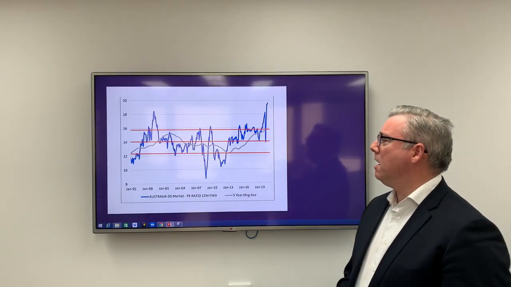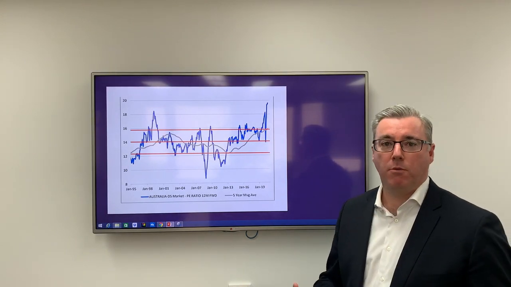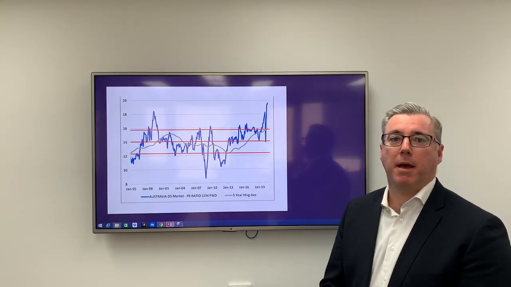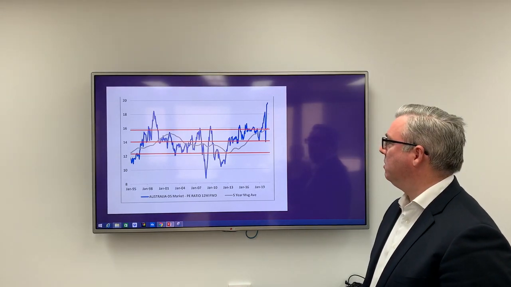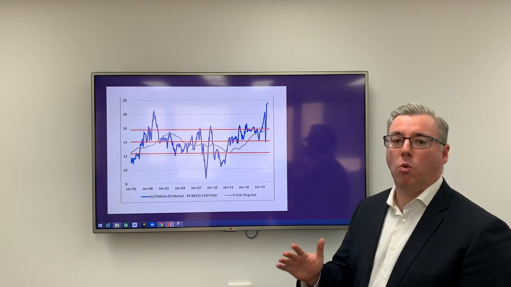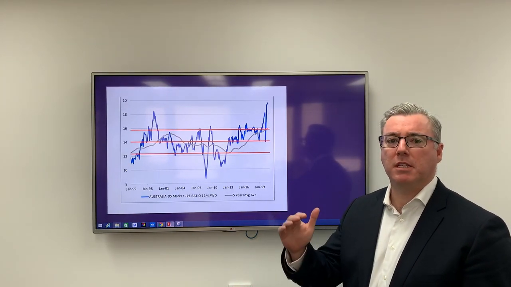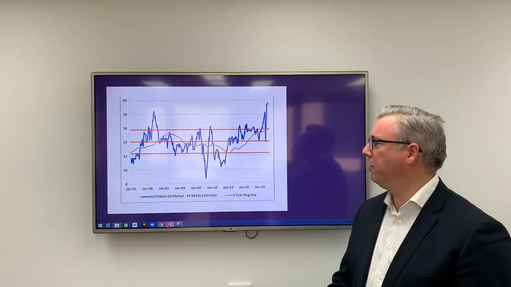This is a chart showing the average of all of the PE ratios on the Australian stock market back since 1995. And generally what we see is the PE ratio goes between about 12 and 16 in Australia. So whenever it's above 16, generally the share price is fairly high compared to the earnings, and whenever it's below, it's fairly low.